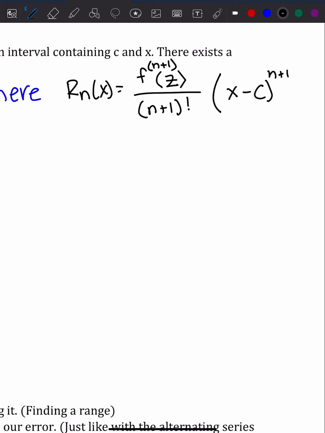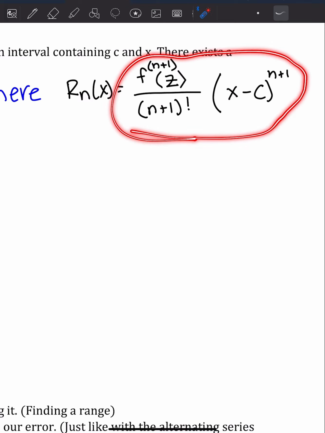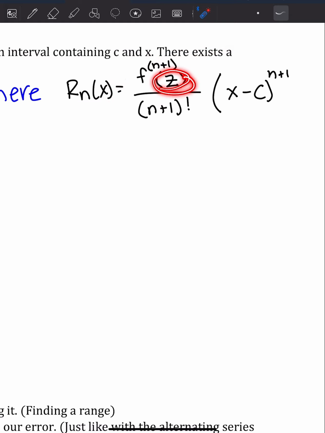Okay, so this might look similar to the alternating series error bound where we're looking at the next term. So if we are looking at what we have here, this is very similar to finding the next term of a Taylor polynomial. The big difference is this value z that we don't necessarily know, and we don't know what it's going to be. So we can kind of think about it as the next term, which is how we might remember this equation.